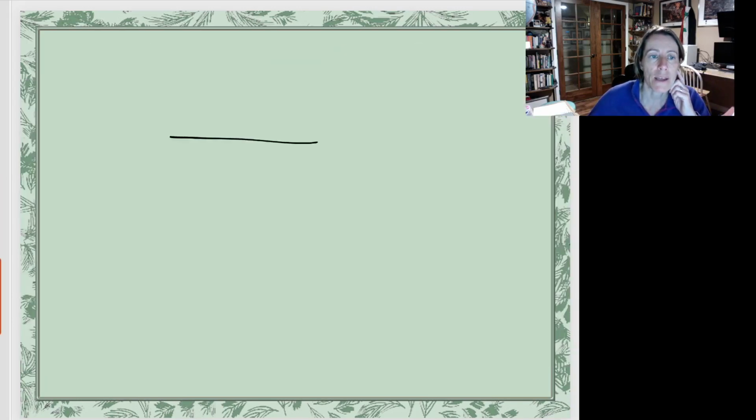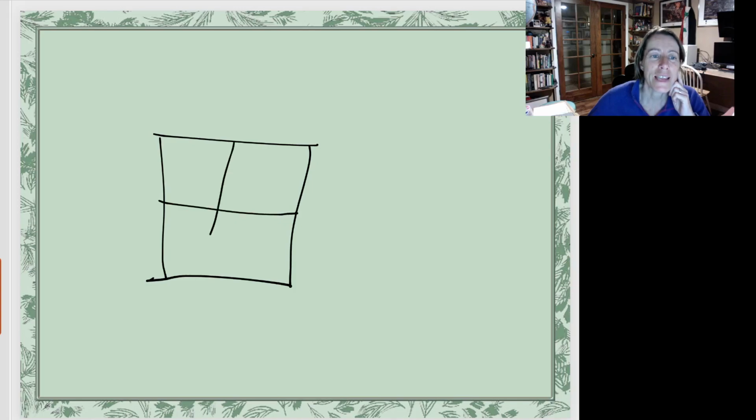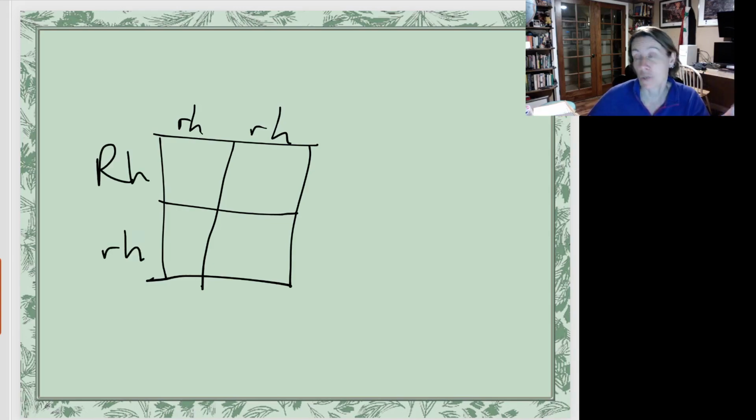Let's make a quick Punnett square here. Let me start over and try to make a square. All right, so let's say the mother is Rhesus negative, so she's going to be little RH, little RH. But let's say the father is Rhesus positive. So he can be big RH, big RH, or he could be big RH, little RH. Either way, he's going to be Rhesus positive. So this is a Rhesus positive dad with a Rhesus negative mom.